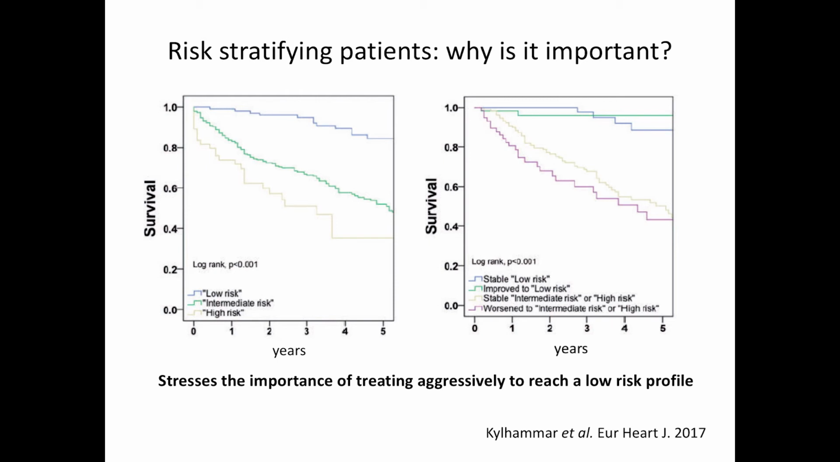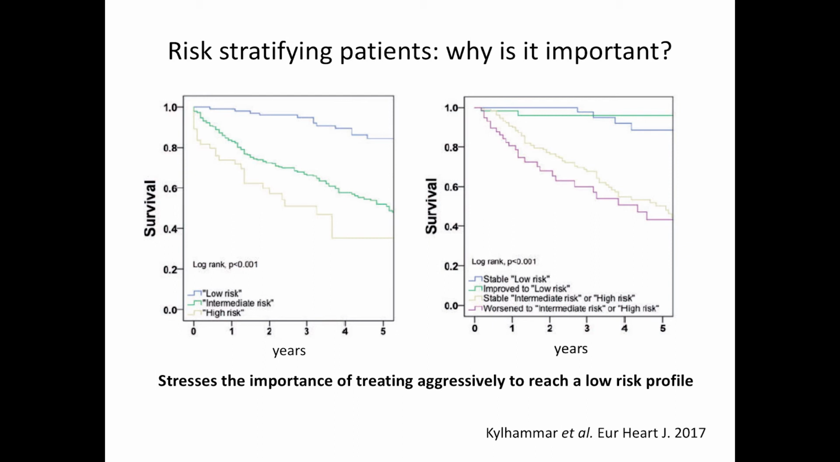So unfortunately, the colours that they used on their graphs don't correspond to the colours that I've just shown you, but bear with me. So this is survival on the vertical axis and years on the horizontal axis. So if they're in the low risk, which is blue, they do very well. This is right at the beginning. If they're green or intermediate, they don't do so well. And if they're high risk, they do very badly.